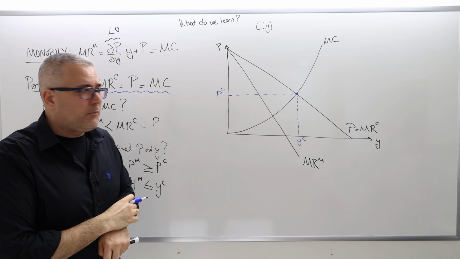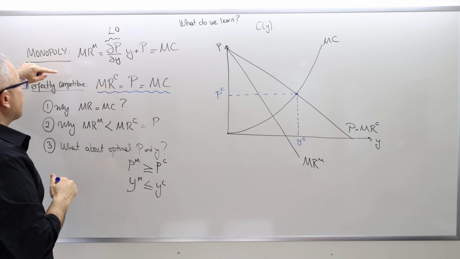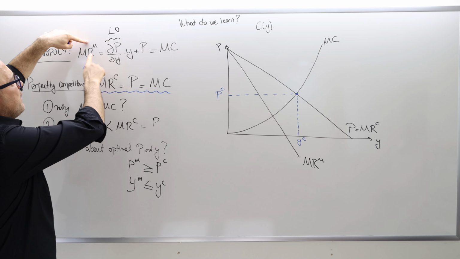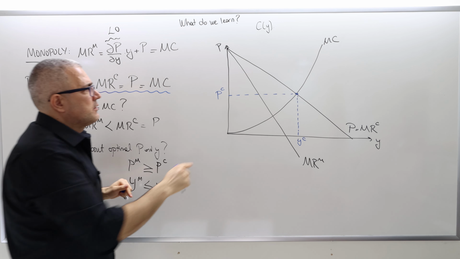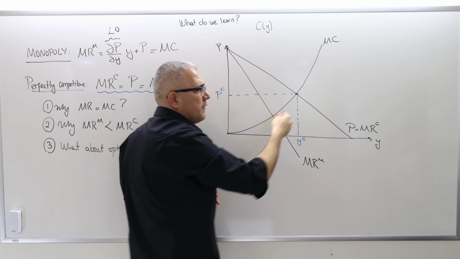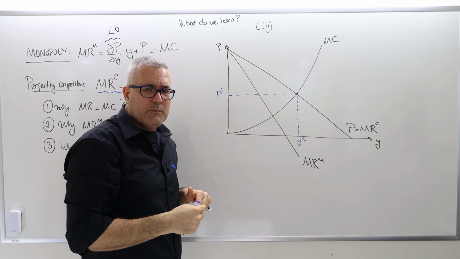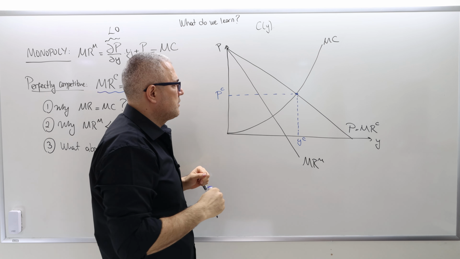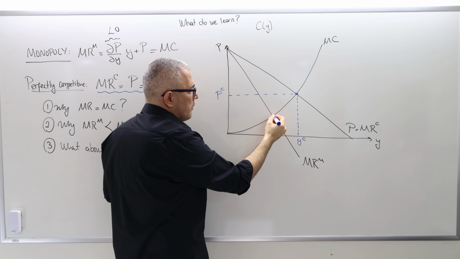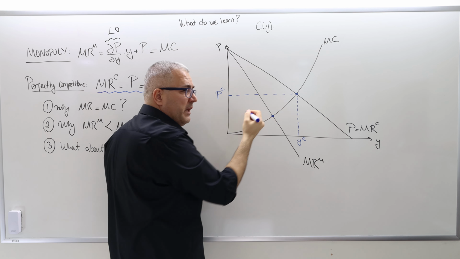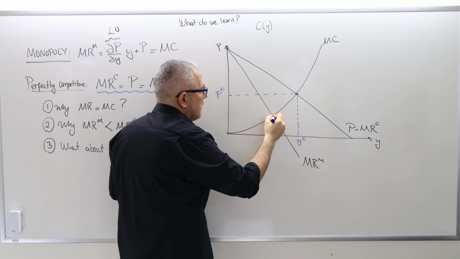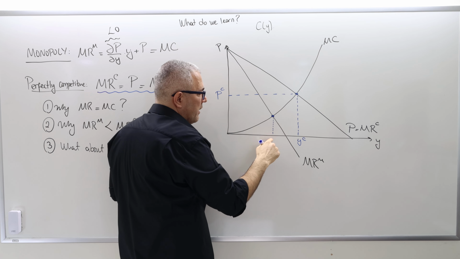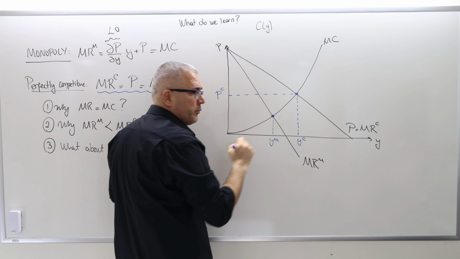Well, what about the monopoly? The monopoly chooses its output where marginal revenue equals marginal cost. So this is its marginal cost curve. Both the competitive firm and the monopolist use the same marginal cost curve. And the marginal revenue curve and marginal cost are equal where they intersect, so therefore, this is the monopolist output.